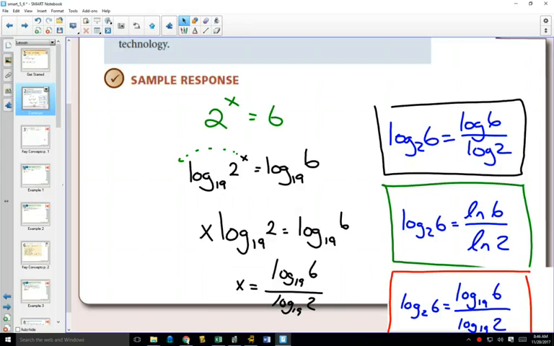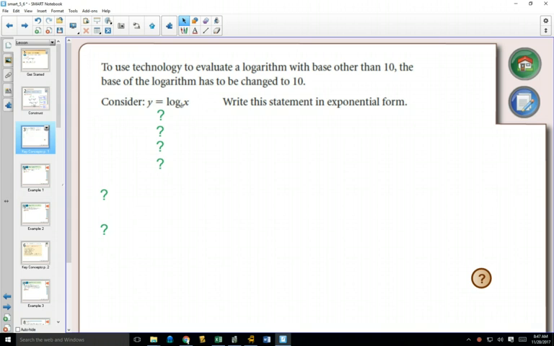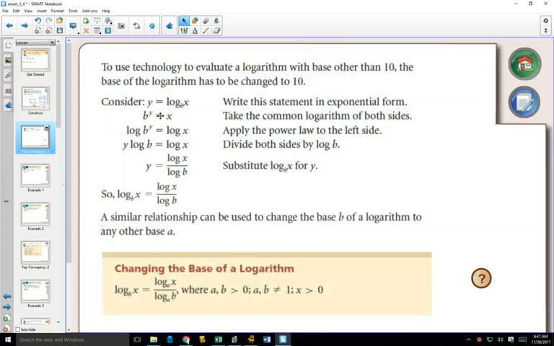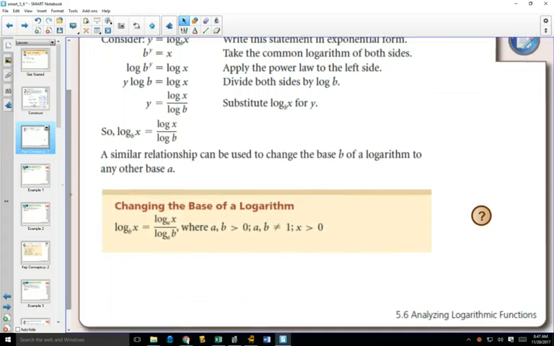Because I could do this process with anything, I could have chosen any base when I started to solve this and went through my log laws, and the same thing happens every single time. We have a rule. It's the fourth formula that you see up on the board over there. They have a little proof of it here, but it's called the change of base theorem, and it's on the top of your next page.